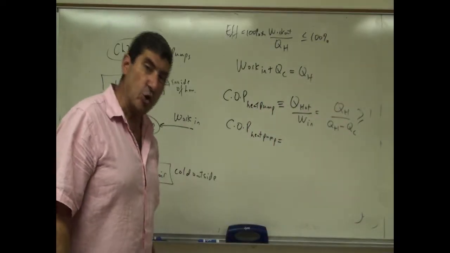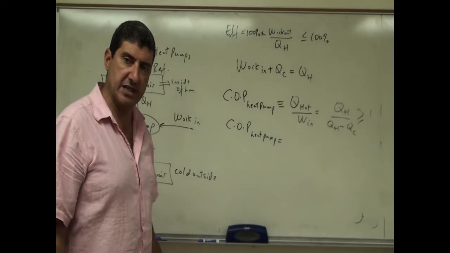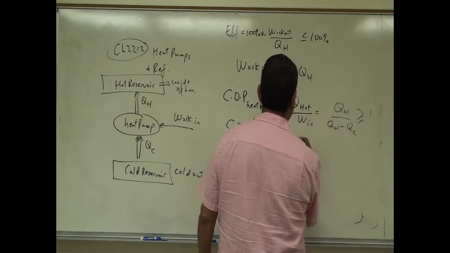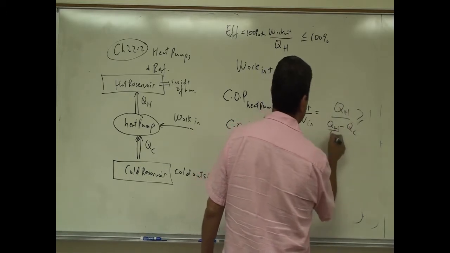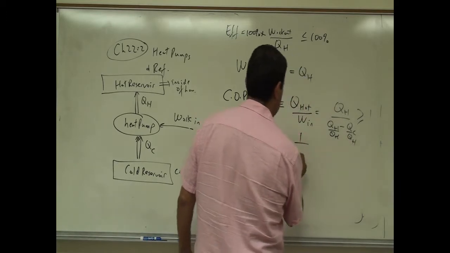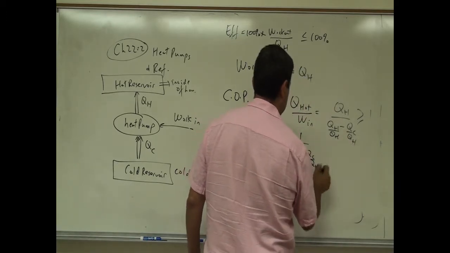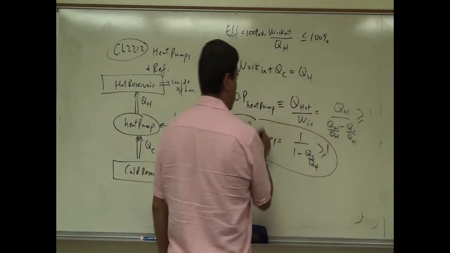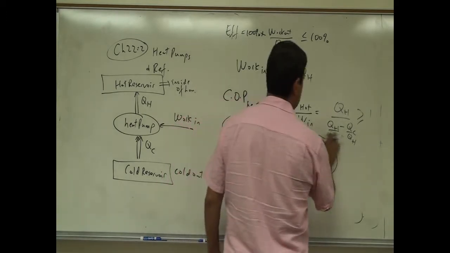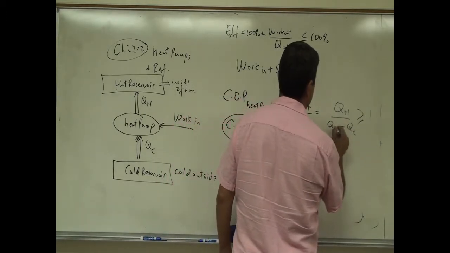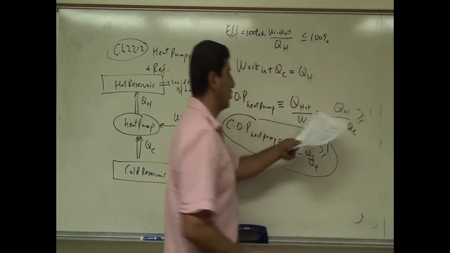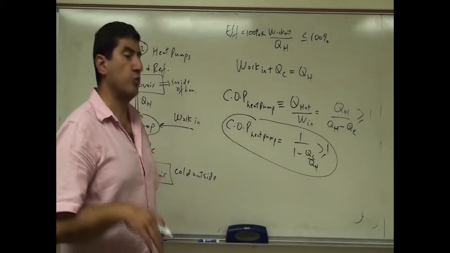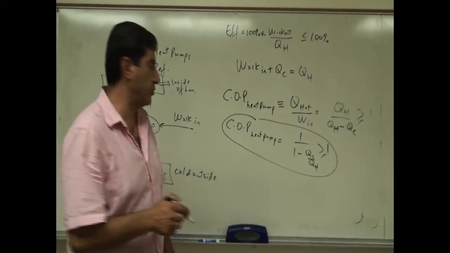Now, can it ever equal 1? What would have to happen if it's equal to 1? Now, we could rewrite this way. We could take the Q hot, bring it to the denominator, and then divide Q hot into each of this. Then we can say 1 minus Q cold over Q hot. We can say this is greater or same as 1. So this is just different ways of writing them. 1 over 1 minus Q cold over Q hot, or we can write them as Q hot over Q hot minus Q cold, or we can write them this way, Q hot over work in.